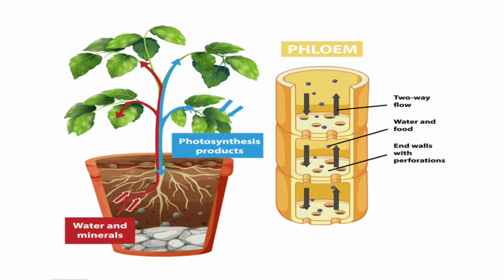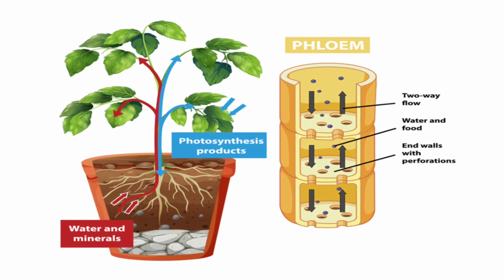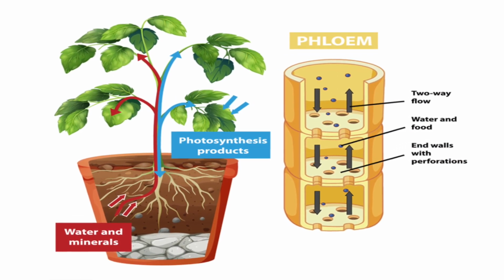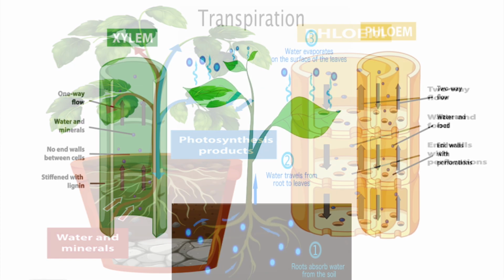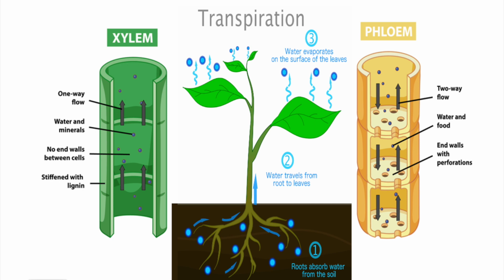Sugar-rich materials must also be transported downward by way of translocation through the phloem, a second special type of tissue. Plant physiology consists of the xylem, phloem, transpiration, gas exchange, and tropisms that help plants function and grow.